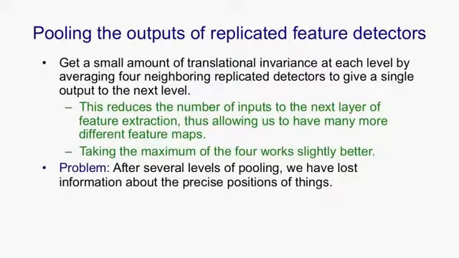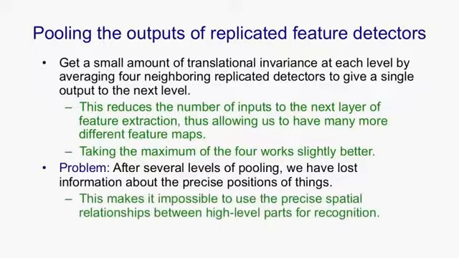But there is a problem, and the problem is that after several levels of doing this kind of pooling, we've lost precise information about where things are. That's okay if we just want to recognise that there's a face. The fact that we've got a few eyes and a nose and a mouth floating about in vaguely the same position is very good evidence that it's a face. But if you want to recognise whose face it is, you need to use the precise spatial relationships between the eyes and between the nose and the mouth, and that's been lost by these convolutional neural nets. I'll come back to that issue later on.